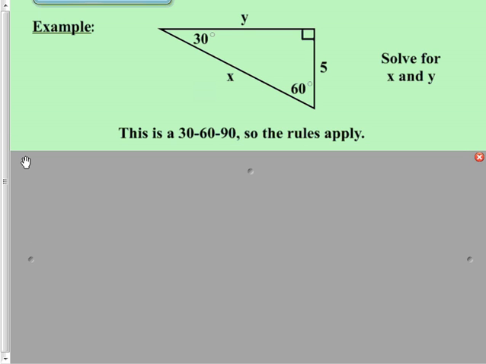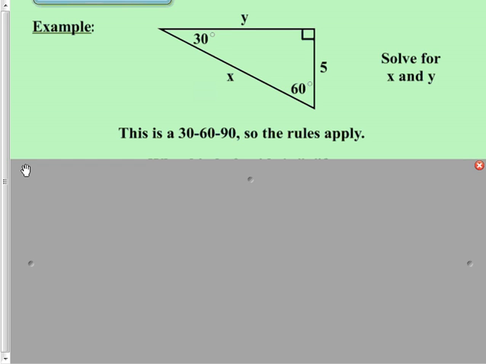Okay, always verify that your triangle is actually 45, 45, 90 or a 30, 60, 90 if you're going to use those rules. So this one is a 30, 60, 90, so we'll make sure we use the 30, 60, 90 rules. You do not want to reuse these rules on a triangle that is not the correct kind of triangle. Okay, so let's see what we can do here.